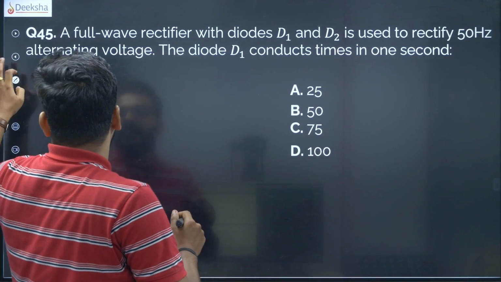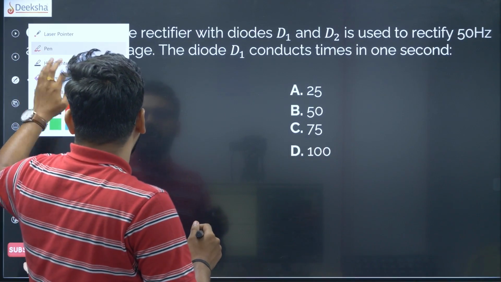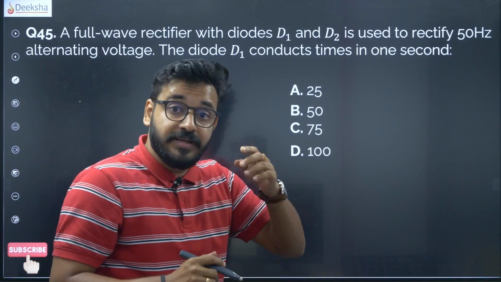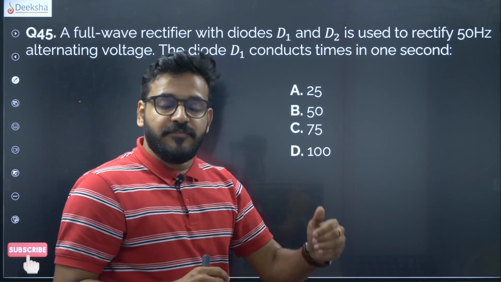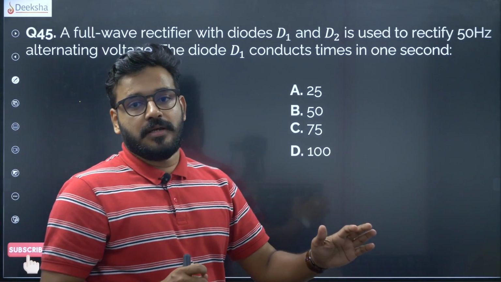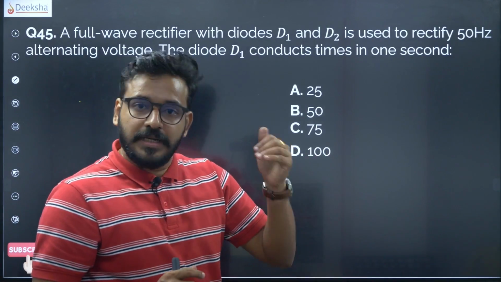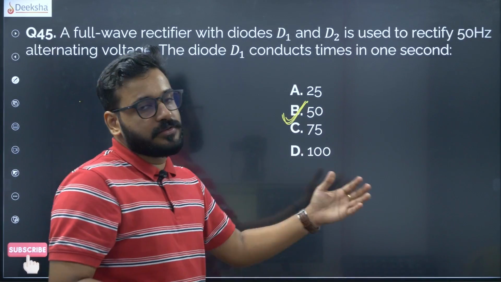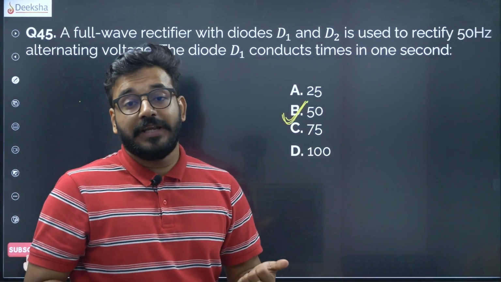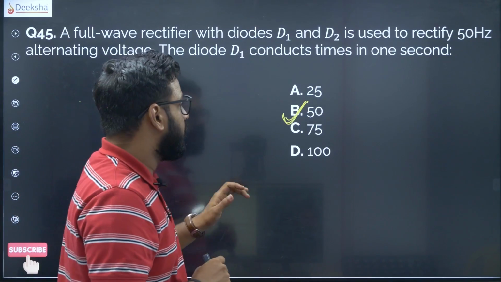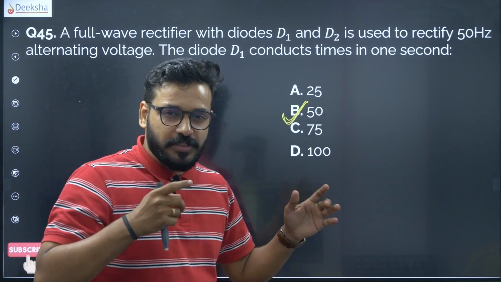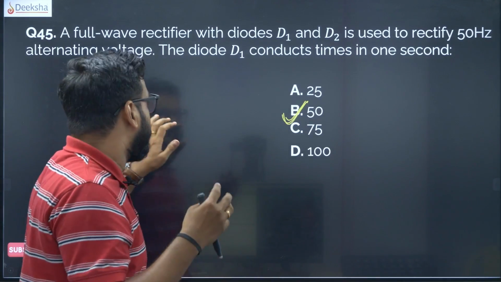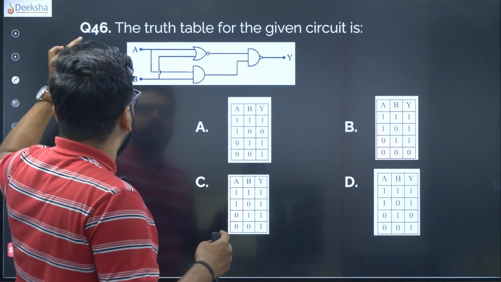So it is not 25, it's a common perception and that's an error as well. It is 50 because each and every wave is conducted. Positive or negative, it is conducted, so that is 50. So it conducts 50 times in a second. This is a very easy question, but you have to think it through. Don't jump into any answer. Fine. Look at the next question.